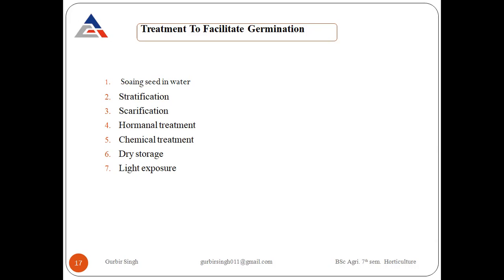Next is dry storage. Freshly harvested seeds of some species fail to germinate unless stored for some period. To facilitate germination in seeds of such species, the seed should be dried at 40 degrees for 3 days, then stored for some time before sowing. Last is light exposure. Light is necessary for germination to take place in positively photoblastic seeds.